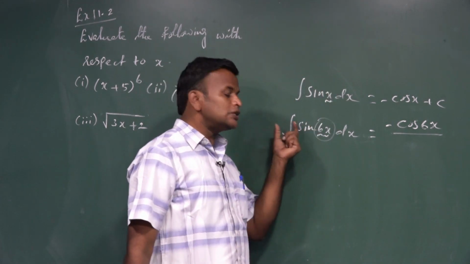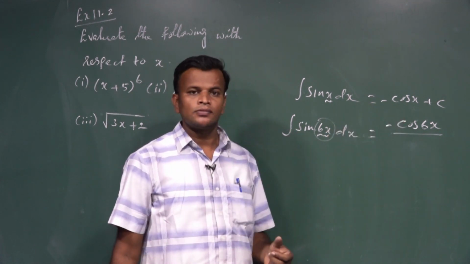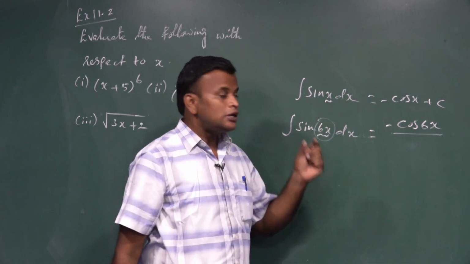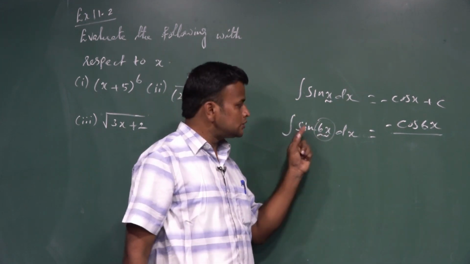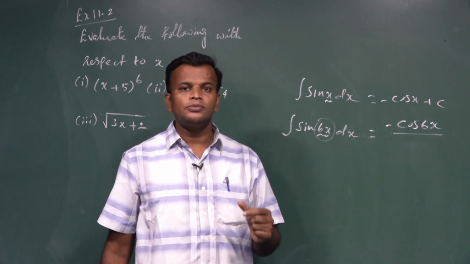Suppose the given function is composite. First we use the basic formula of sine. Next, instead of x here we have 6x. So we differentiate this 6x with respect to x, and we put the answer in the denominator.